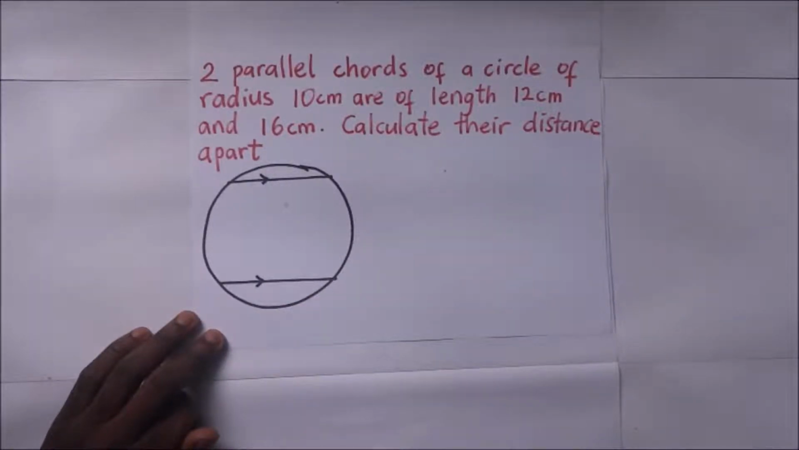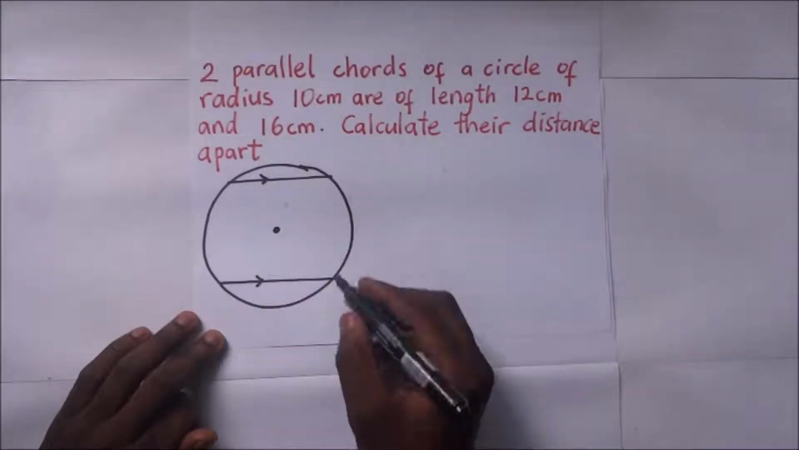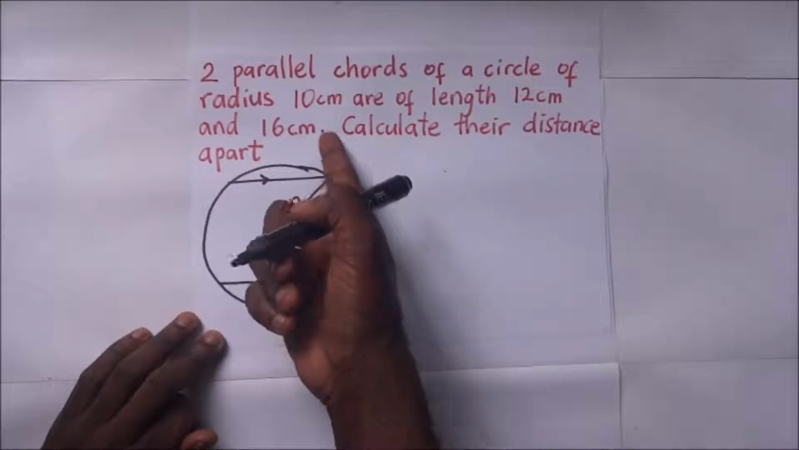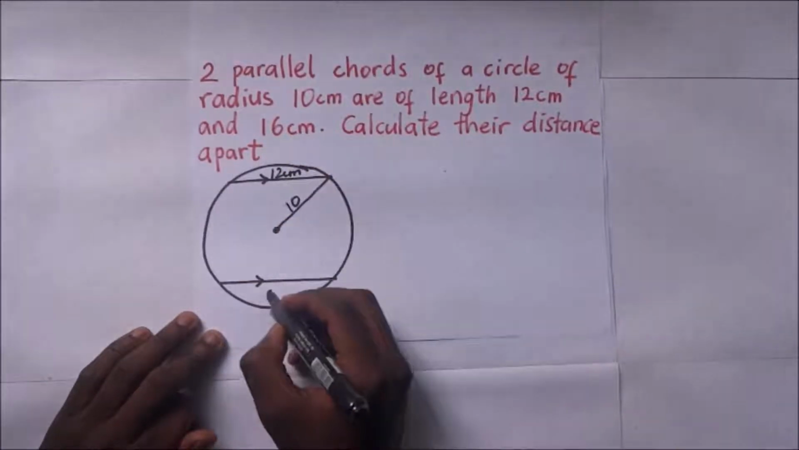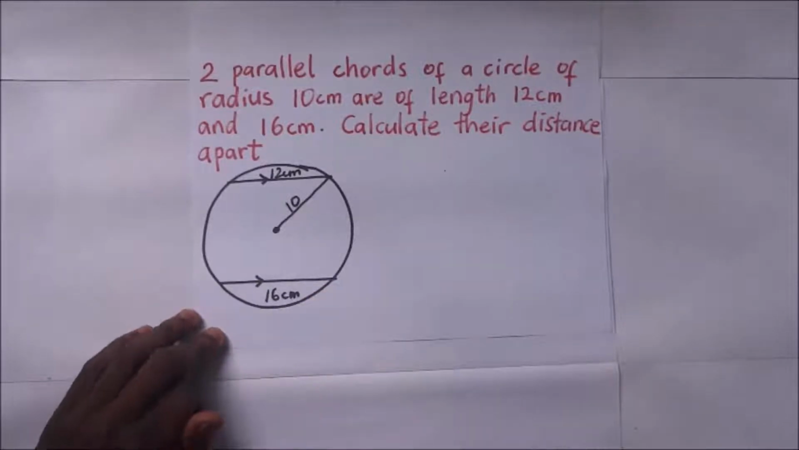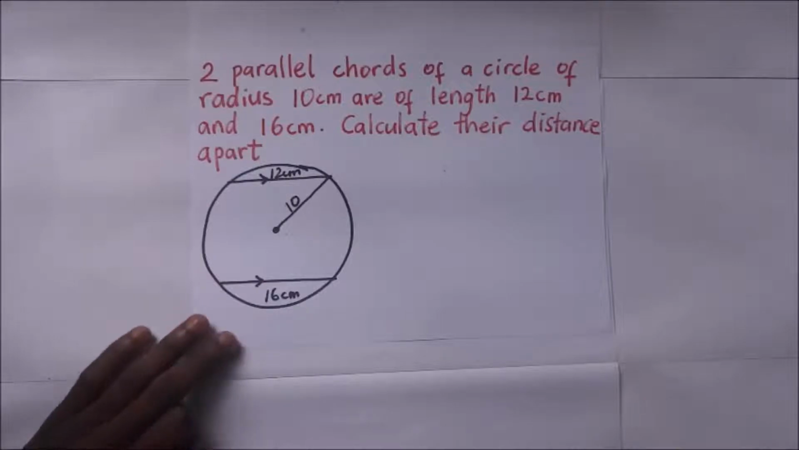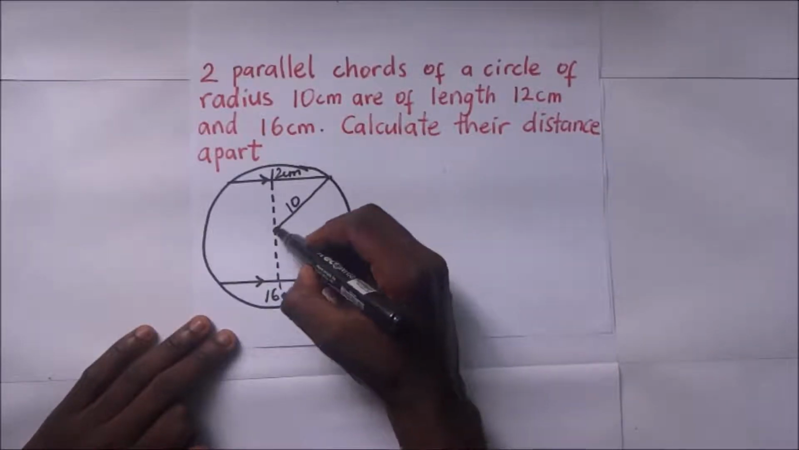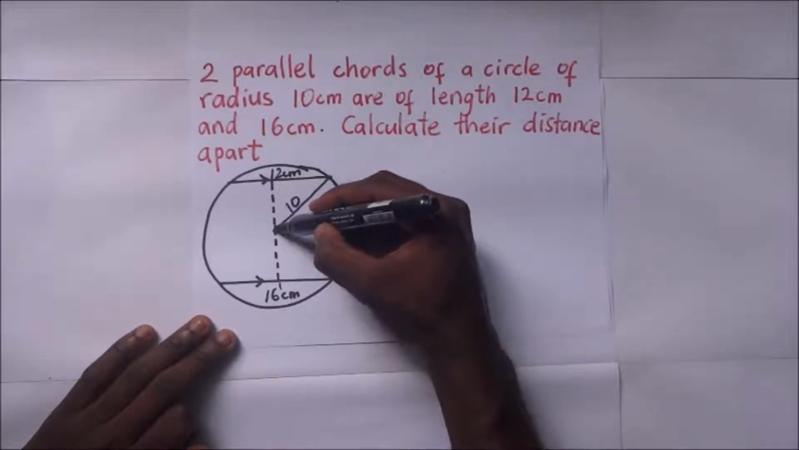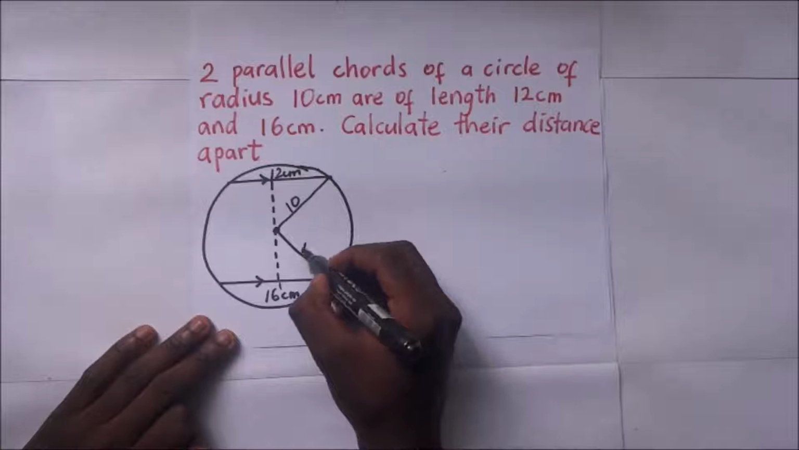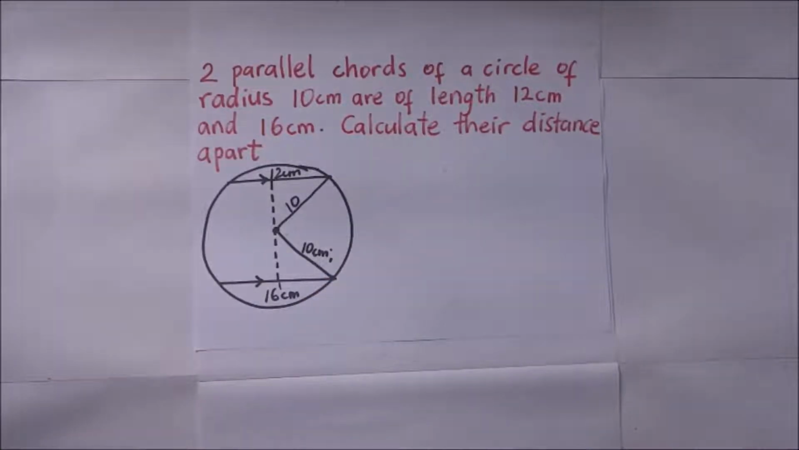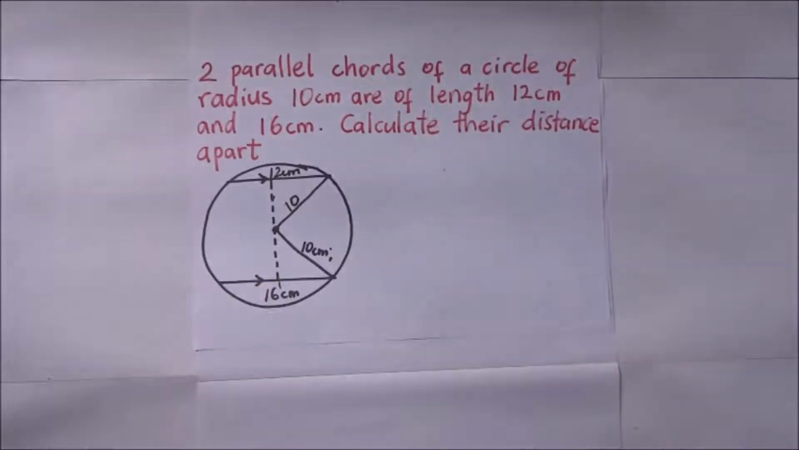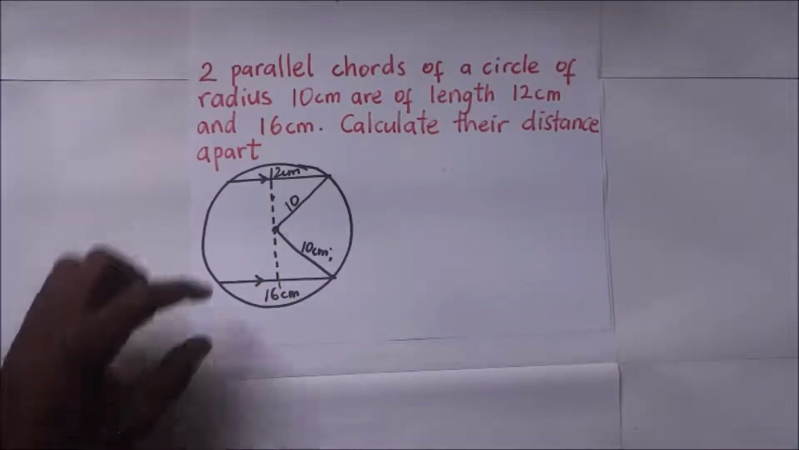Two parallel chords of a circle of radius 10 centimeters. So if this is the center of the circle, the radius is 10 centimeters, and the chords are of length 12 centimeters and 16 centimeters. So if this thing here is 12 centimeters, this one down here is 16 centimeters. Calculate their distance apart. This is the distance they want us to calculate. Now if the distance from here to the circumference is 10, it means also the distance from here, the radius, to the circumference here is also 10 centimeters. So if they want us to find the distance apart, it's a matter of getting this distance. We also calculate for this distance, and then we add the two distances, and we are able to find the distance between these two chords.